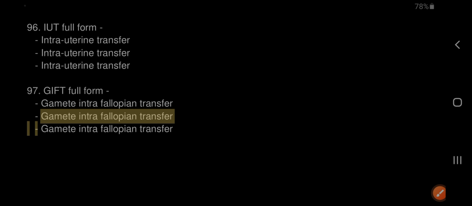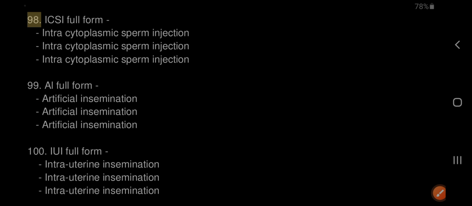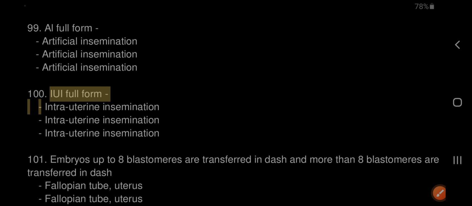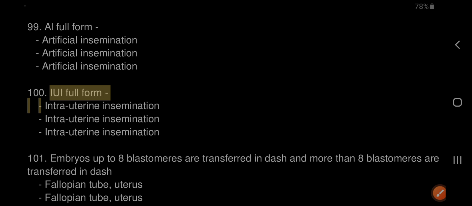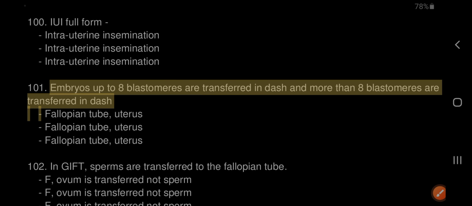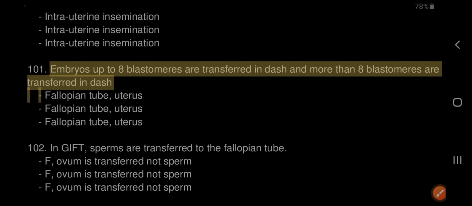98. ICSI full form. Intracytoplasmic sperm injection. 99. AI full form. Artificial insemination. 100. IUI full form. Intrauterine insemination. 101. Embryos up to 8 blastomeres are transferred in dash and more than 8 blastomeres are transferred in dash. Fallopian tube, uterus.